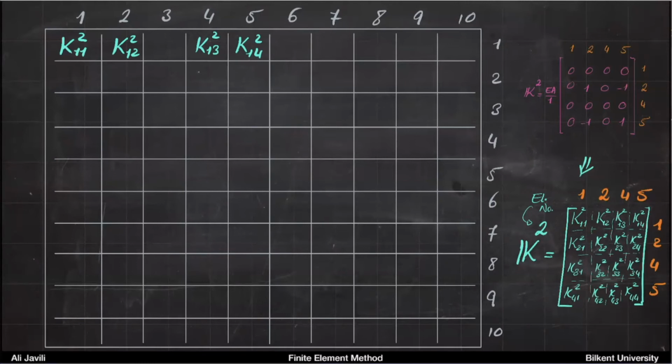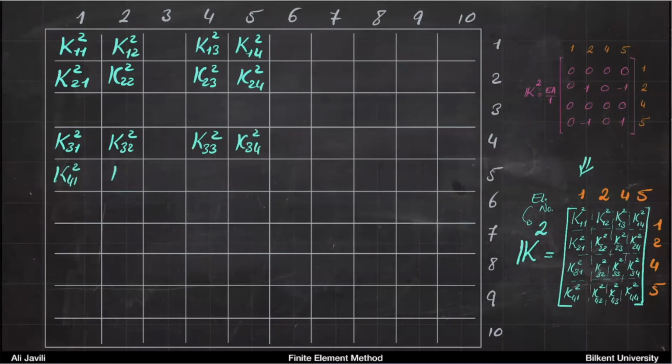And then we come to the second column. Then it would be K21, K22, K23, K24. Then you have K31, K32, K33, K34, K41, K42, K43, K44. Okay, so this would be basically the corresponding stiffness for this.